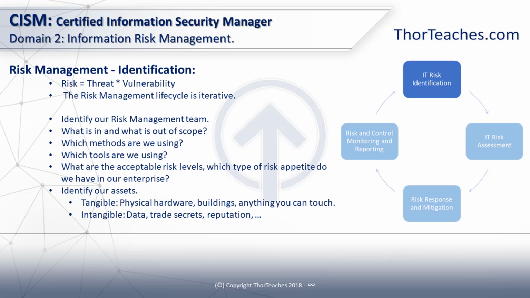Phase 1, risk identification. Obviously, we need to know the risk is there. Then we do risk assessment. How bad is the risk? What are the possible impacts? Then we go to risk response and mitigation. How do we want to react to this risk? What can we do to mitigate the risks that are big enough? And the final phase, risk and control monitoring and reporting. And as I mentioned, this is iterative. In this lecture, we're going to cover risk identification, and in a later lecture, we'll cover the other 3 phases.